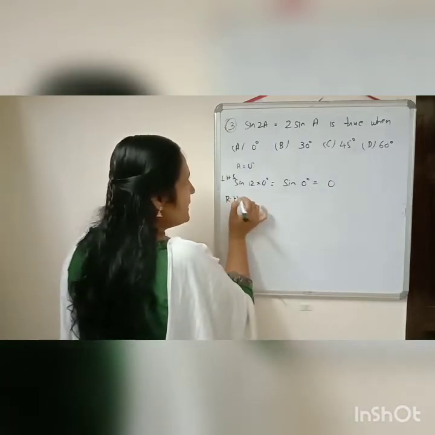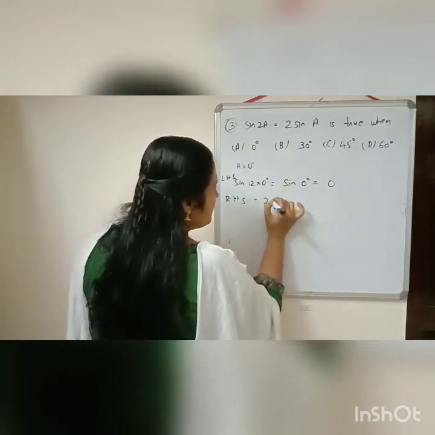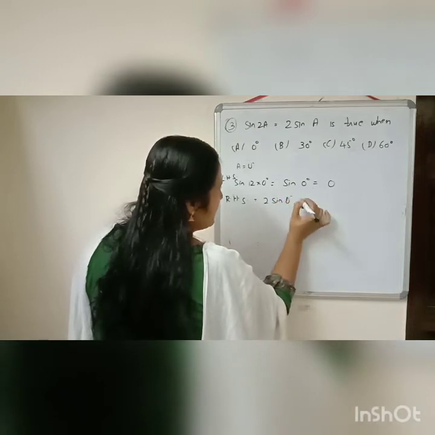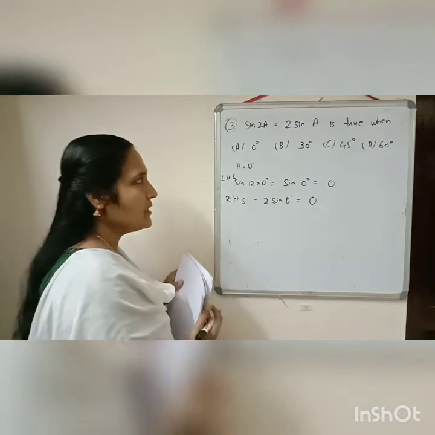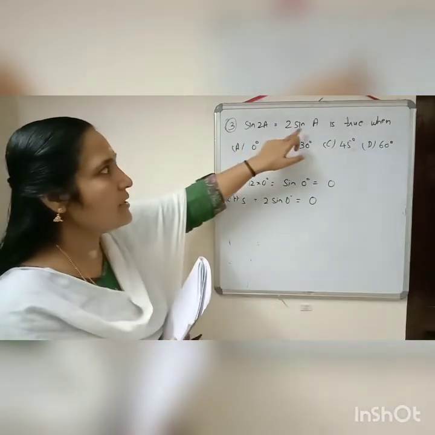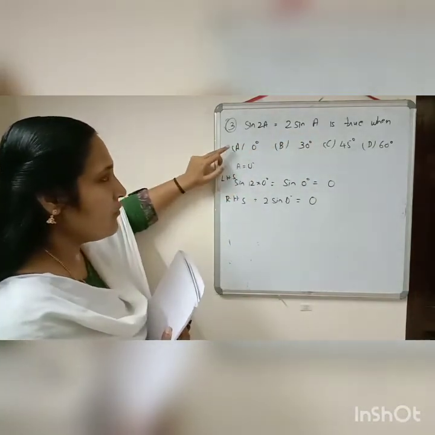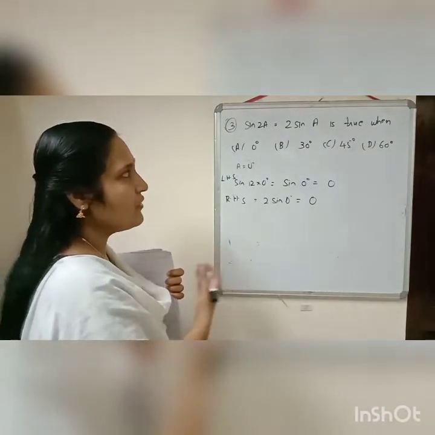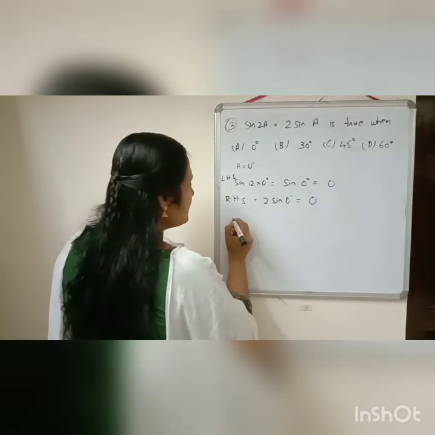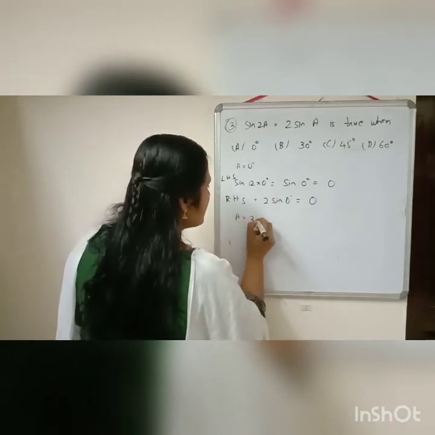And right hand side is 2 sin A. So 2 into sin 0 degree. And sin 0 degree is 0. So 0 into 2 will come 0. So sin 2A is equal to 2 sin A is true when A is equal to 0 degree. For any other angle, if you want, you can check here. Suppose I am taking A is equal to 30 degree.